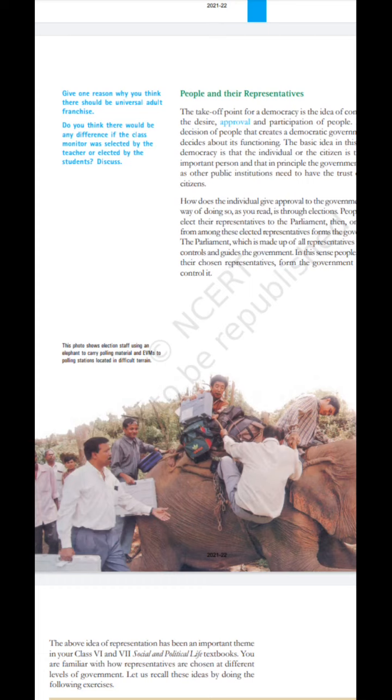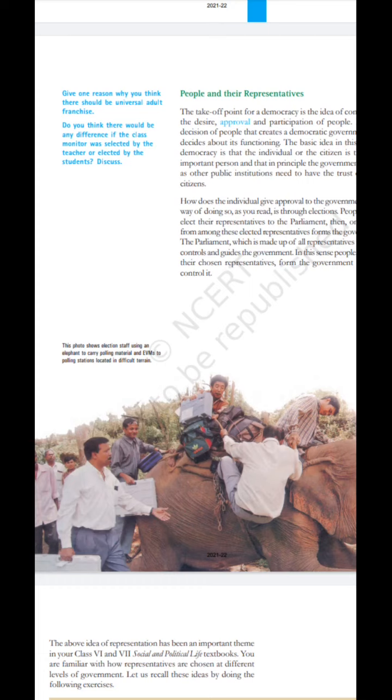People and their representatives. The takeoff point for a democracy is the idea of consent, that is, the desire, approval, and participation of people. It is the decision of people that creates a democratic government and decides about its functioning. The basic idea in this kind of democracy is that the individual or the citizen is the most important person, and that in principle the government as well as other public institutions need to have the trust of these citizens.